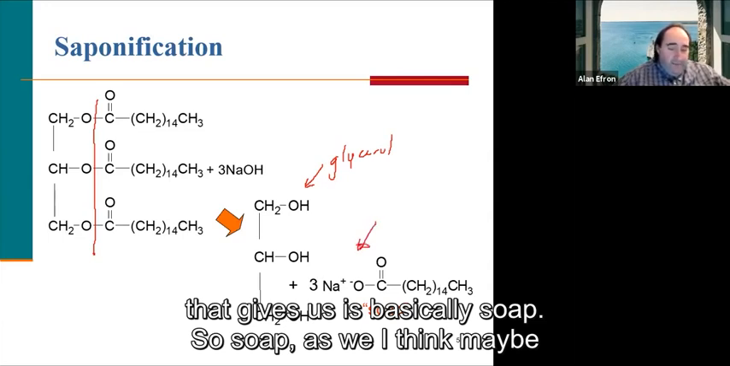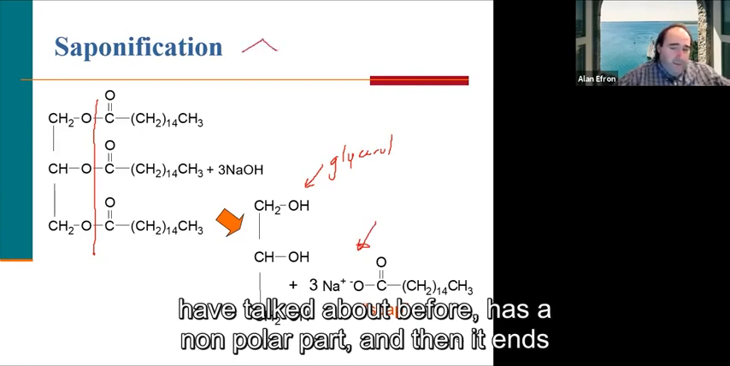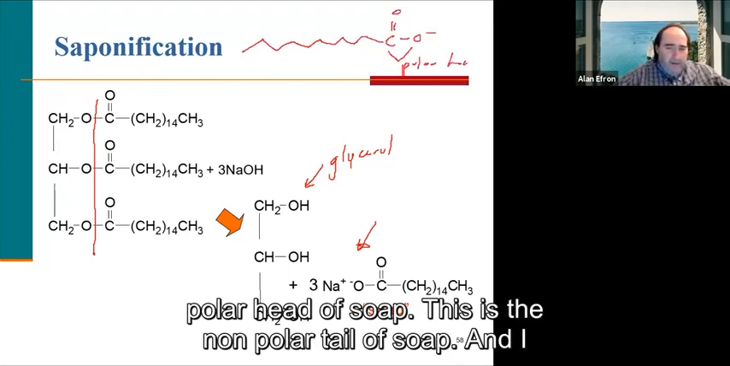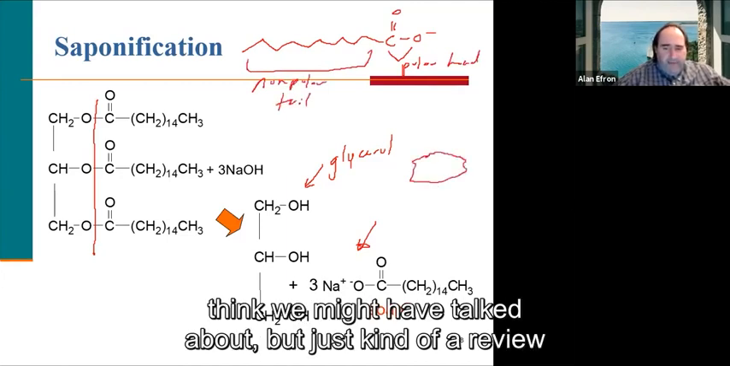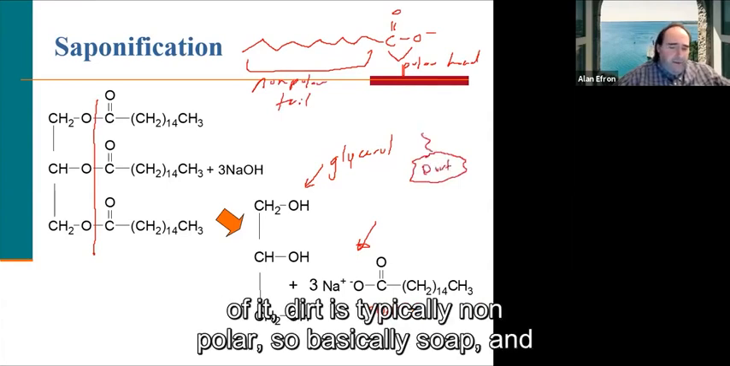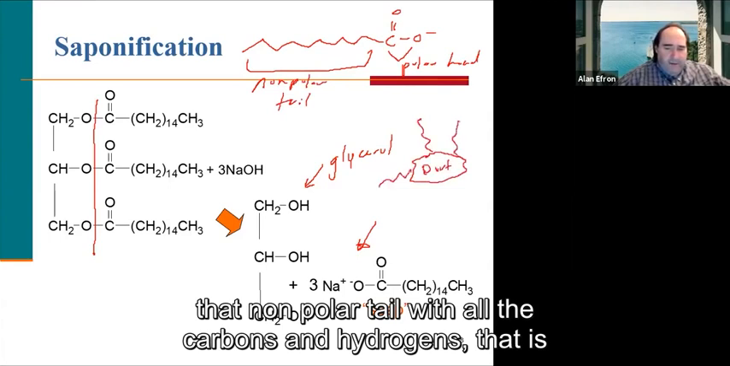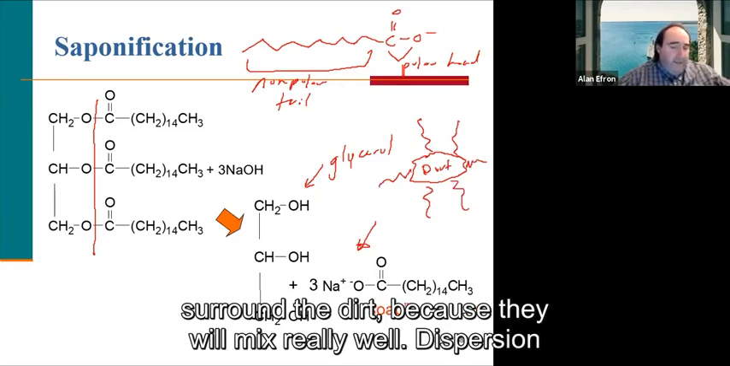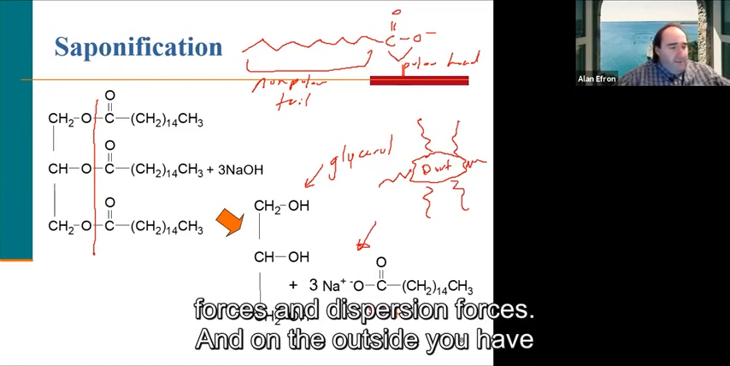So soap, as we maybe have talked about before, has a non-polar part, and then it ends up with this polar part here. So that is the polar head of soap. This is the non-polar tail of soap. Just a review of it: dirt is typically non-polar, so the non-polar tail of soap, with all the carbons and hydrogens, which my bad squiggly line should represent, will surround the dirt because they mix really well, dispersion forces and dispersion forces.